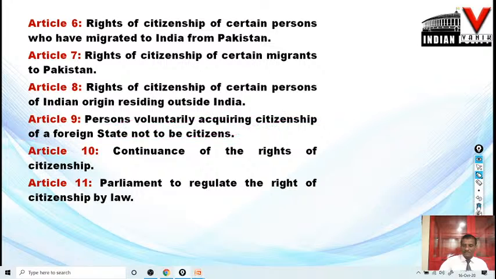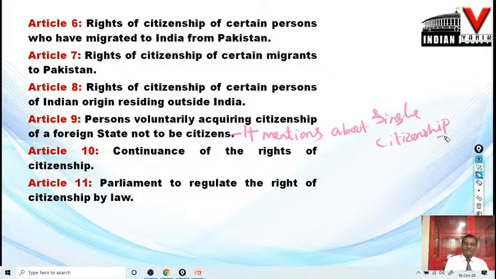This article mentions single citizenship. In India, we have provided single citizenship. Which article? Article 9 provides for single citizenship. Those persons who voluntarily acquire citizenship of a foreign country will not be allowed to continue as a citizen of India. Okay, and why have we followed single citizenship?